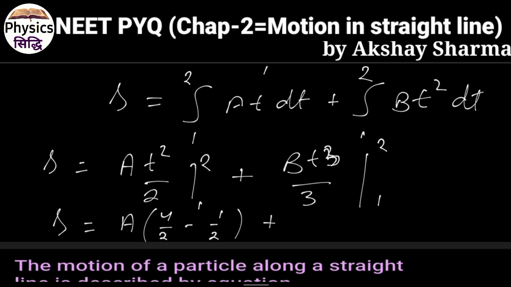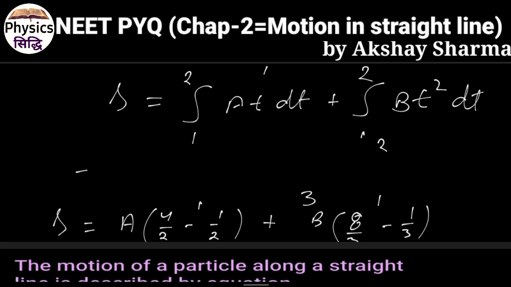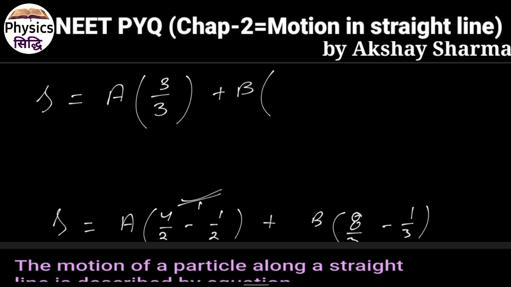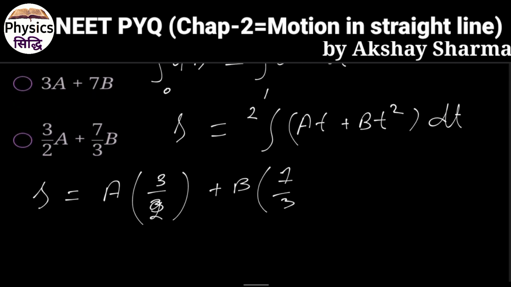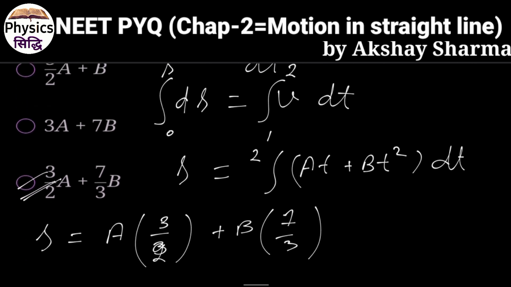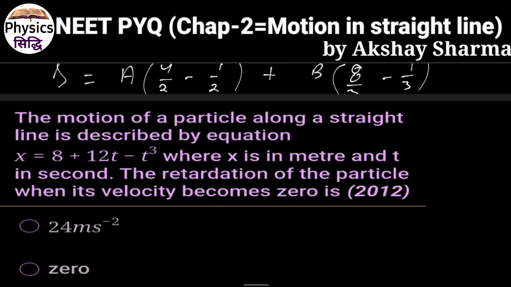Okay, and this becomes b 8 by 3 minus 1 by 3. Okay, so for conjugation, let's see how much it comes out. So s becomes how much? A 3 by 3 from this factor, and plus b 7 by 3. Actually it is 3 by 2 and 7 by 3. A is 3 by 2 and b is 7 by 3. Actually this is correct, option D. Let's move to the next question.